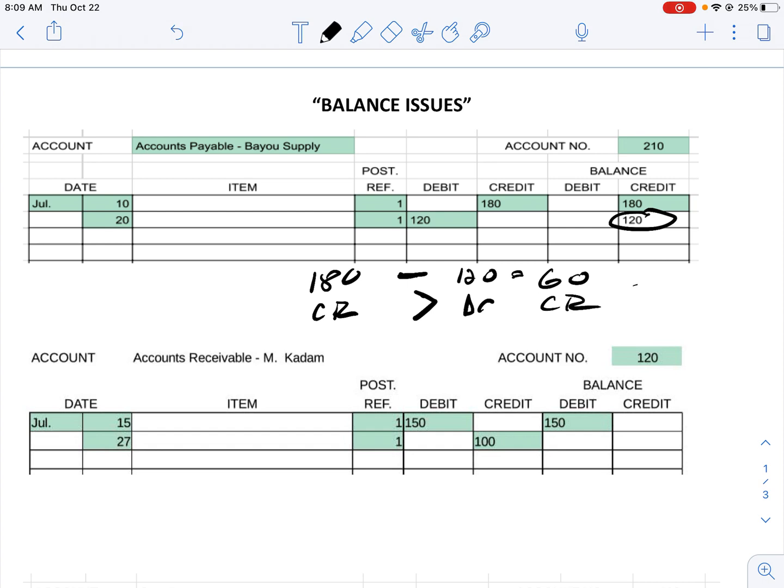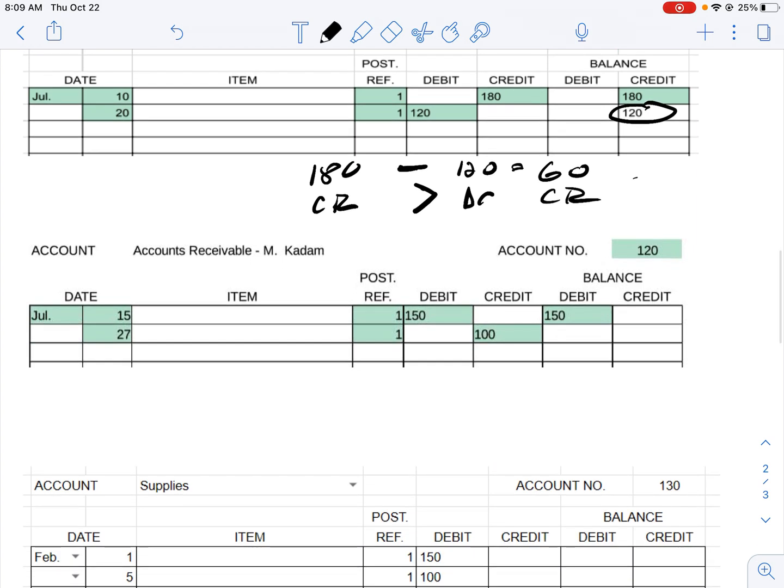They just extended it. If we go down here and look at this one, accounts receivable, again, we have a debit balance of 150. We have a credit entry of 100.